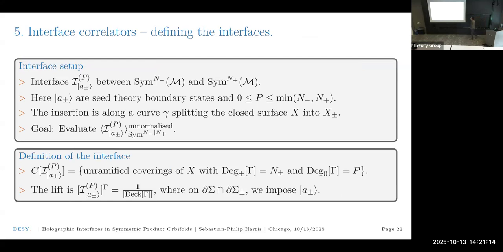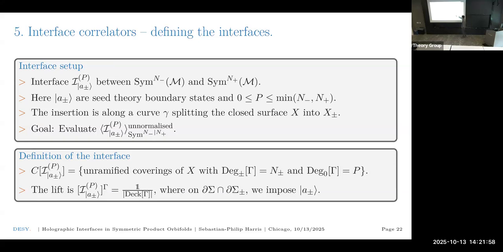Okay. So now with that, I can actually define the interfaces. So I define some interfaces I_{P,A±} between Sym^{n−} and Sym^{n+}, where the data labeling these interfaces is this pair of seed theory boundary states, A plus and A minus, and this integer p between 0 and the minimum of n minus and n plus. And I put a curve on X as before, splitting X into X minus and X plus, and that's where I want to put my interface. And the goal now is that I want to show you how the vacuum expectation value of this interface is defined and how it's evaluated.